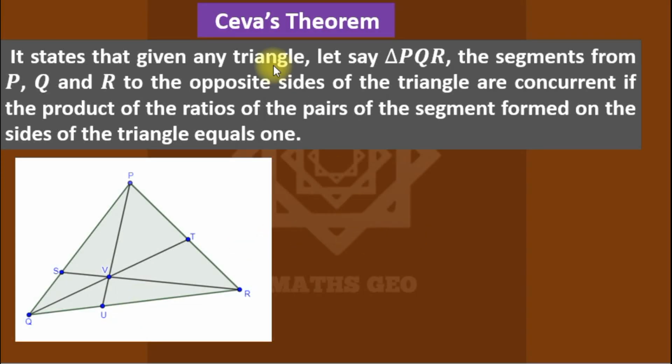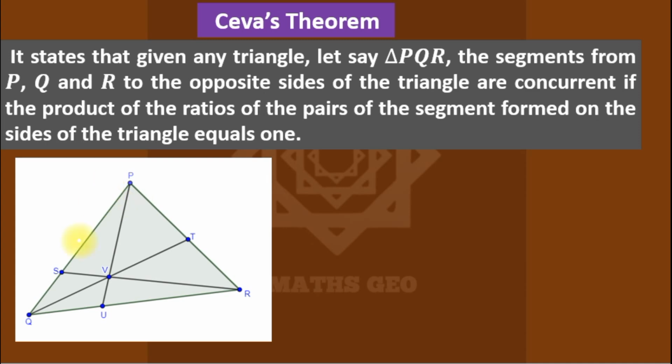Okay, we're on Ceva's theorem. Ceva's theorem states that given any triangle, let's say triangle PQR as shown below, the segments from P, Q, R to the opposite side of the triangle are concurrent if the product of the ratios of the pairs of the segments formed on the sides of the triangle equals 1.